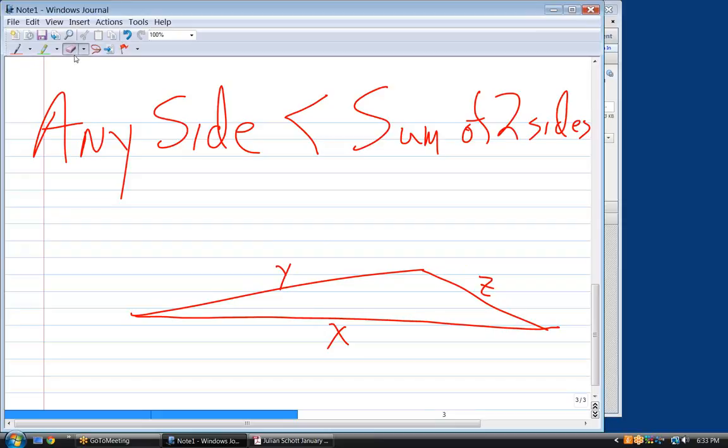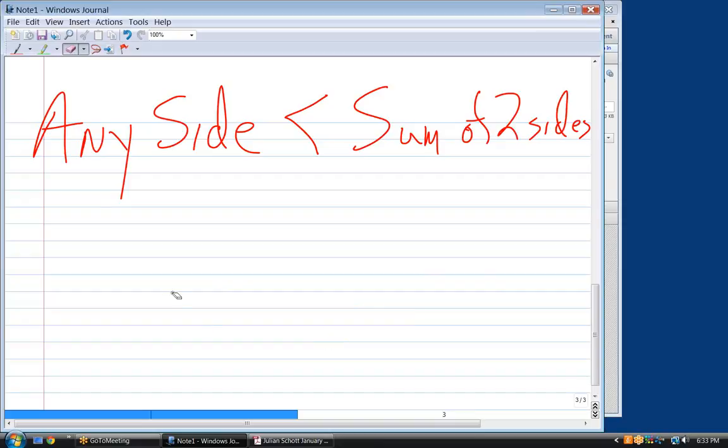And the converse of that, this is the part you need to memorize, but there's a second part: any side has to be greater than what? What's the second part of this? It has to be less than the sum of the other two sides, and it has to be greater than the difference of the other two sides.